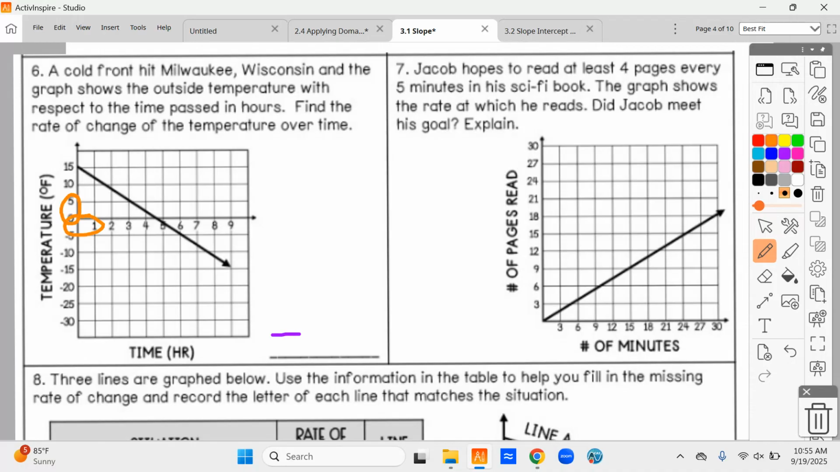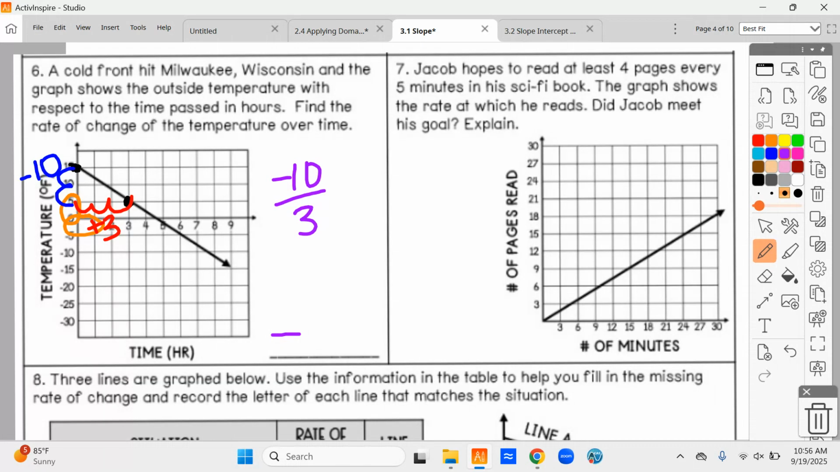My y is jumping by 5s. My x is jumping by 1s. So I'm going to place two perfect points. There's one right about here. And let's see, I see another one right about here. Okay, and that's where they perfectly hit the grid. And then I'm going to go down 5, 10, and over 1, 2, 3. So my slope would be -10 over 3.